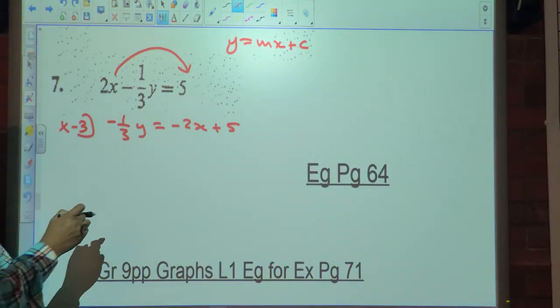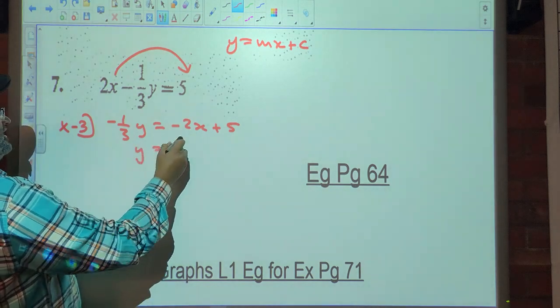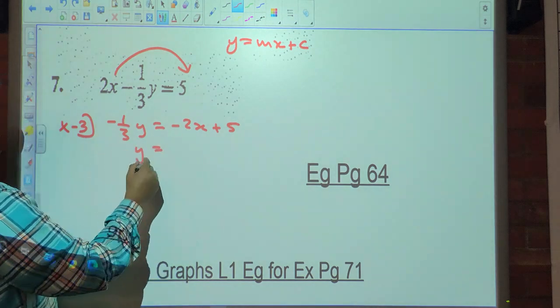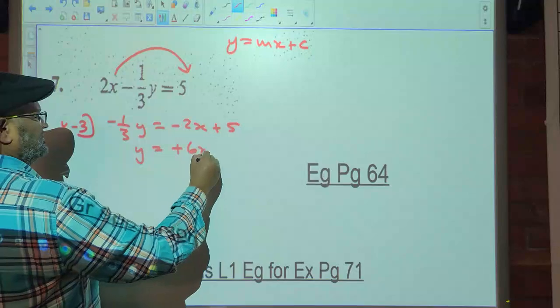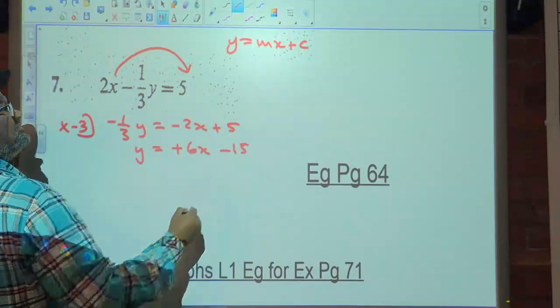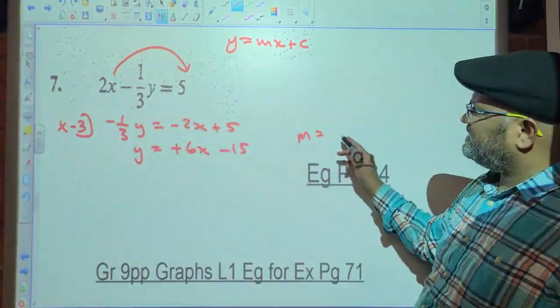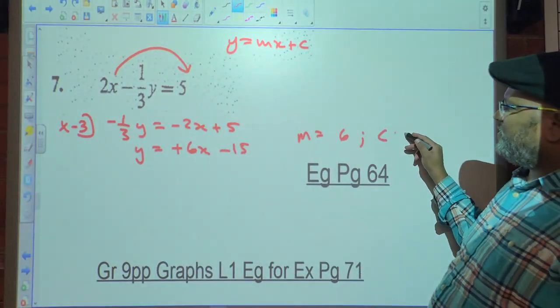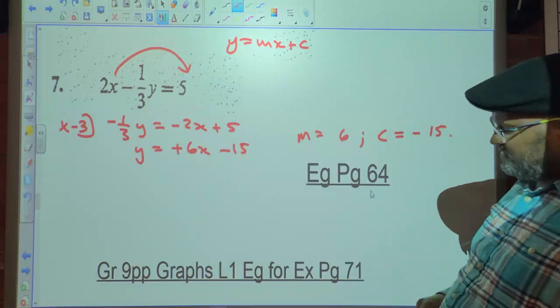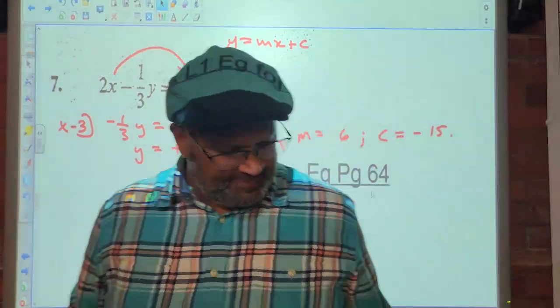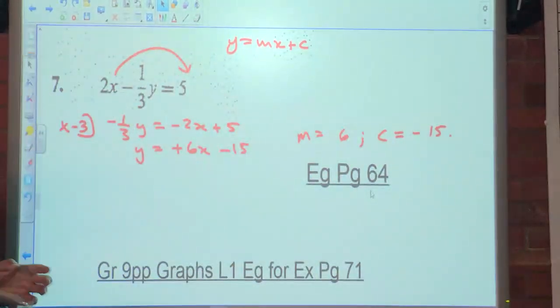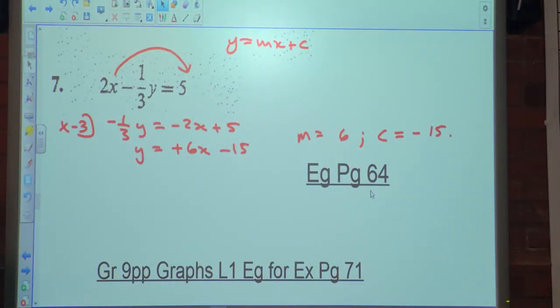The same thing, okay? So y is equal to negative 2 times negative 3, which is positive 6x, minus 50. So what's your gradient here? The gradient on this graph is 6 and it has a y-intercept at negative 50. Okay. Does anyone see any confusion? No. Okay.